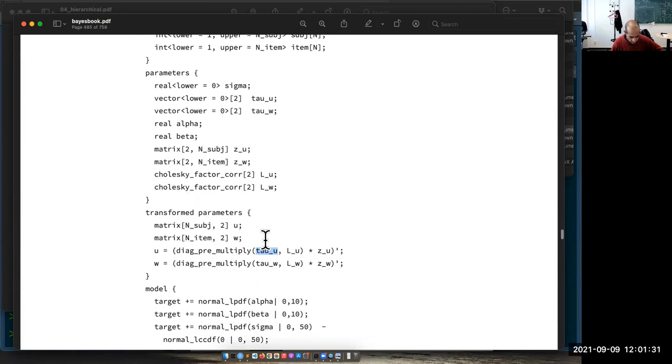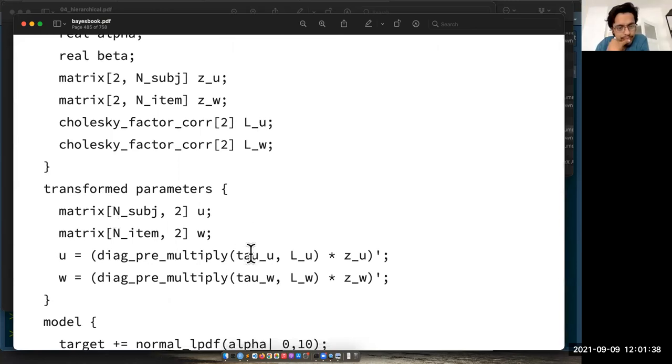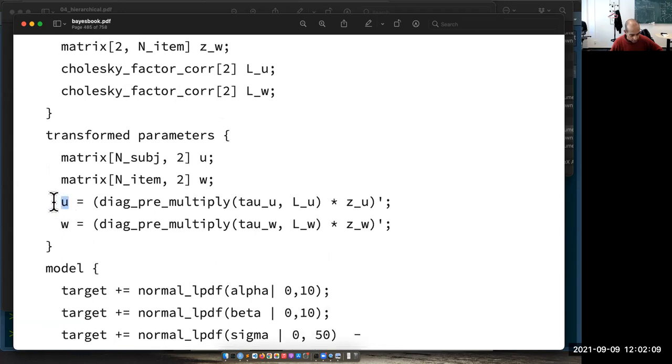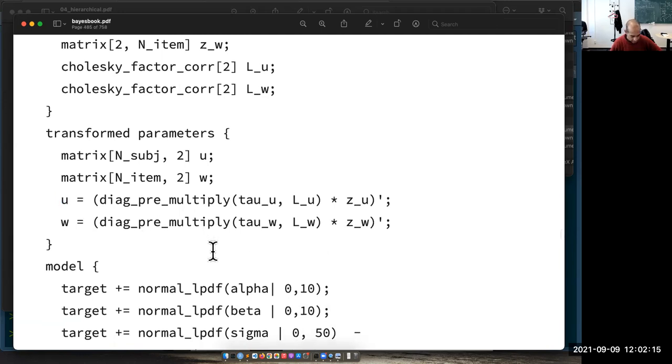So take a look at tau u. Tau u is actually a vector. Can you see this? In this code, tau u is a vector containing the standard deviations for the intercepts and slopes for subjects. And what I do is I'm actually multiplying it with the square root of the correlation matrix. That's called the Cholesky decomposition. The square root of a correlation matrix is called a Cholesky decomposition. So I'm going to multiply those two out, and then multiply it with a standard normal, and this will end up giving me the intercept and slope adjustments by subject. I do the same thing here. It gives me the intercept and slope adjustments by items.